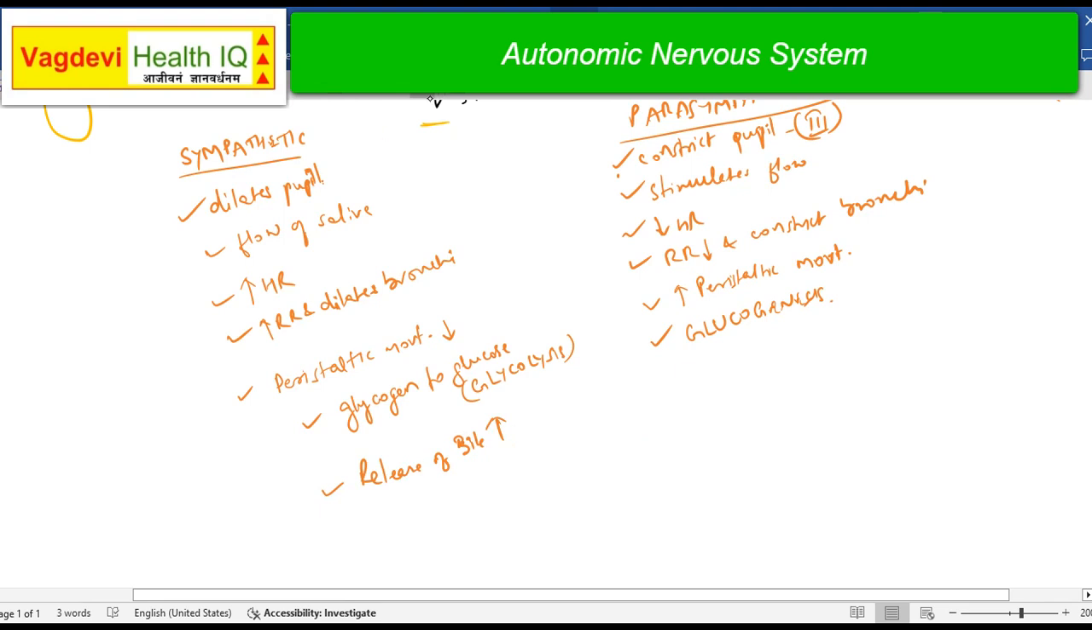Sorry, I made a mistake here. That's why I just stopped. It will go the other way around. Sympathetic will always go for noradrenaline and adrenaline production will be higher. So this is how it works.